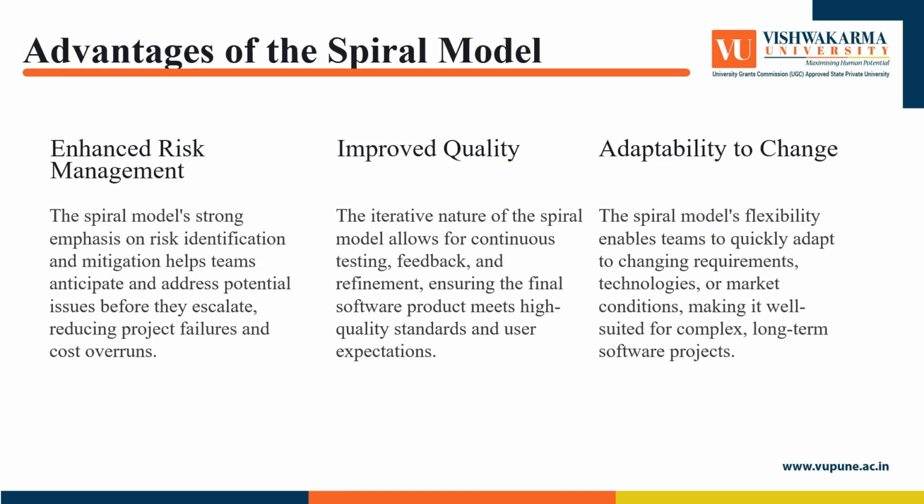Advantages of the spiral model. Enhanced risk management. The spiral model's strong emphasis on risk identification and mitigation helps teams anticipate and address potential issues before they escalate, reducing project failures and cost overruns. Improved quality. The iterative nature of the spiral model allows for continuous testing, feedback, and refinement, ensuring the final software product meets high quality standards and user expectations. Adaptability to change. The spiral model's flexibility enables teams to quickly adapt to changing requirements, technologies, or market conditions, making it well suited for complex long-term software projects.